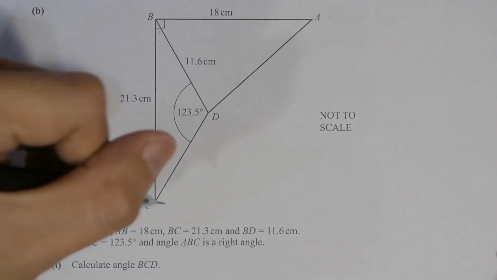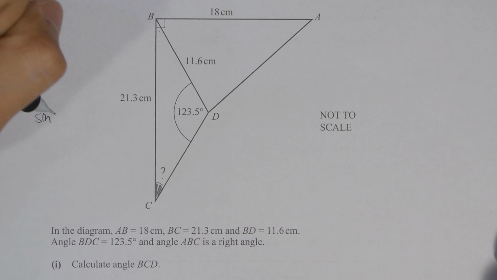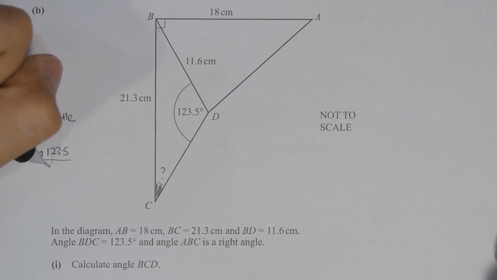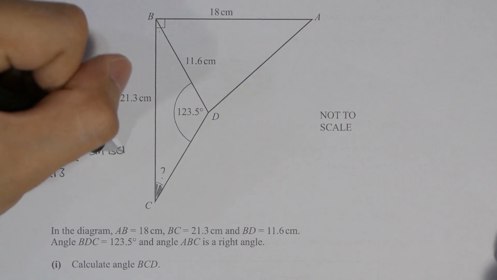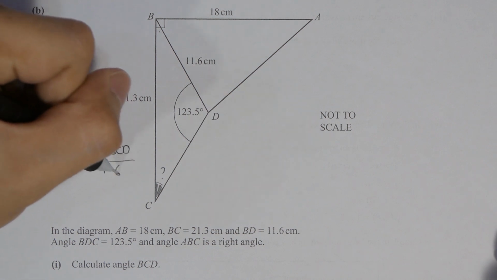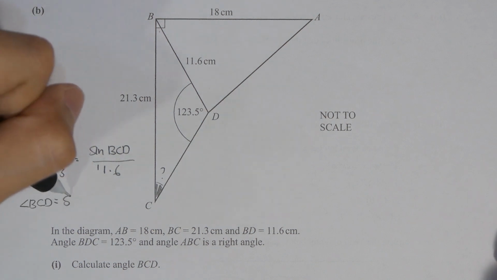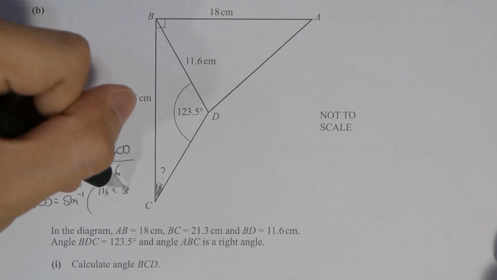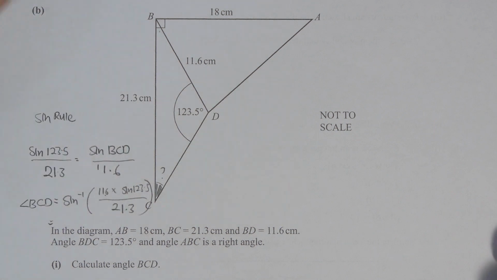Whereby to calculate angle BCD, the first thing that I did was I used the sine rule. So sine 123.5 over 21.3 equals sine BCD, which is the question requirement, over 11.6. So after the calculation, you will get the angle as 27.